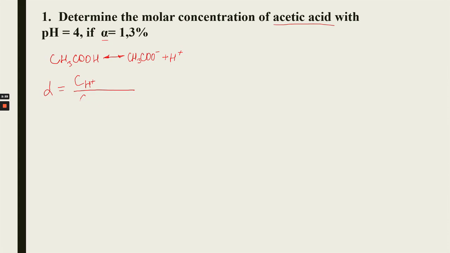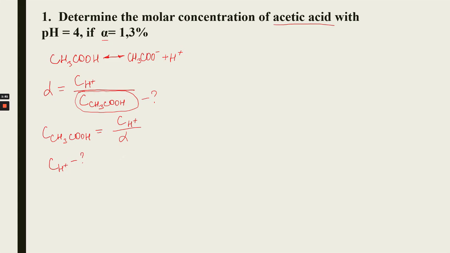And below we write the molar concentration of acetic acid. So actually the question is the molar concentration of acetic acid. So this we have to calculate. Yes. And we can transform this formula and write that the molar concentration of acetic acid is equal molar concentration of protons divided by alpha. So let's find the molar concentration of protons.